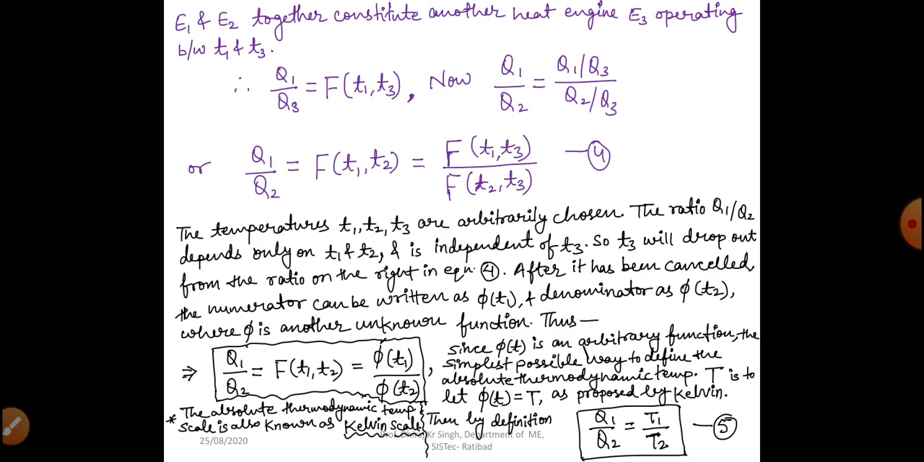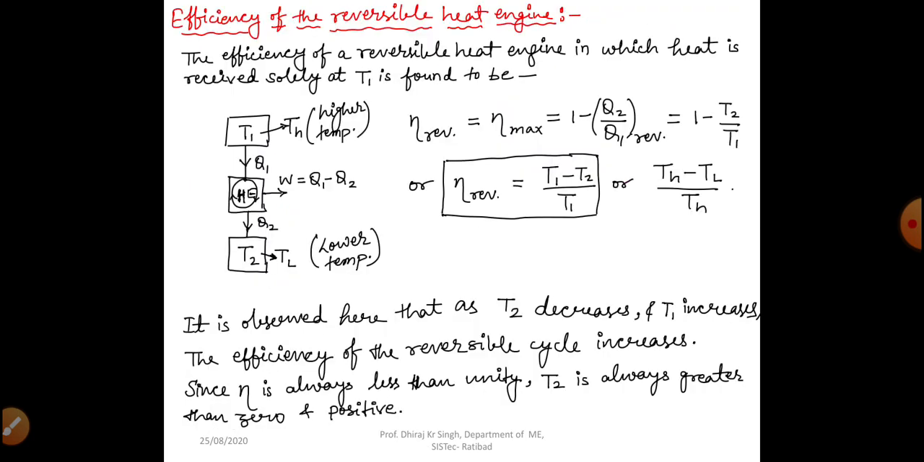So now we have a relation in equation number 5. We can see Q1 by Q2 is equal to T1 by T2. This absolute thermodynamic temperature scale is also known as the Kelvin scale. So finally we have seen that our absolute thermodynamic temperature scale is basically a way to find out the relation between heat transfers and the temperatures of sources and sinks. So Q1 by Q2 equals T1 by T2. Now we will be able to find out the efficiency of a reversible heat engine.